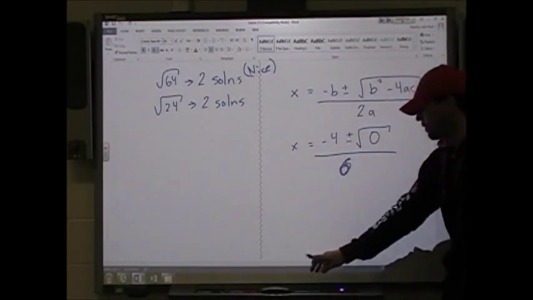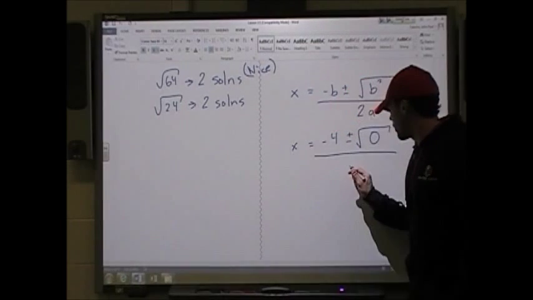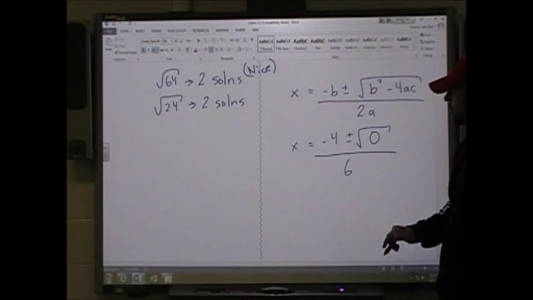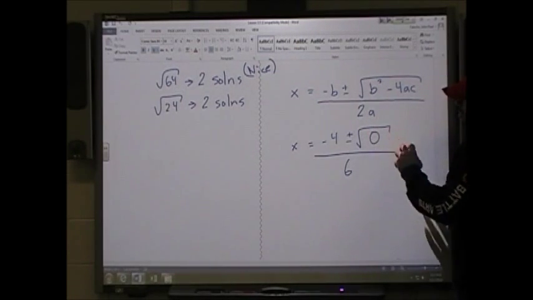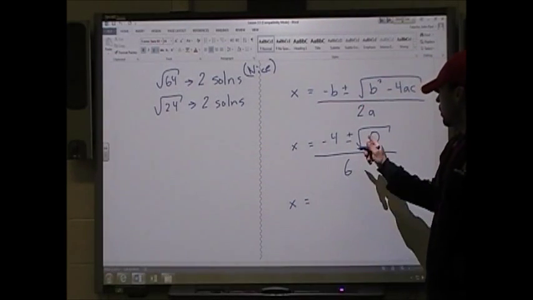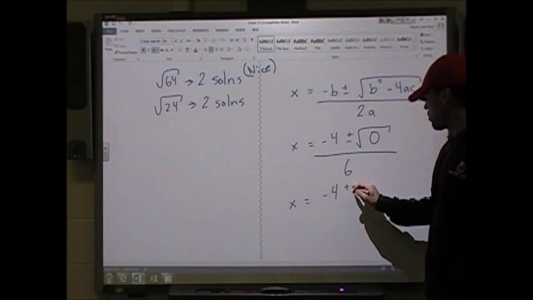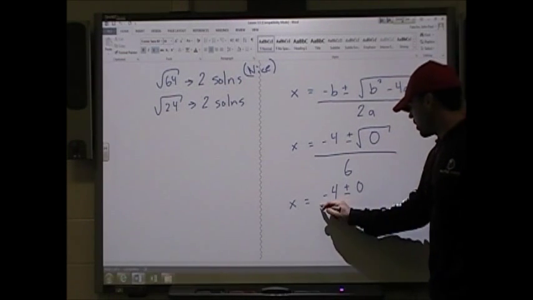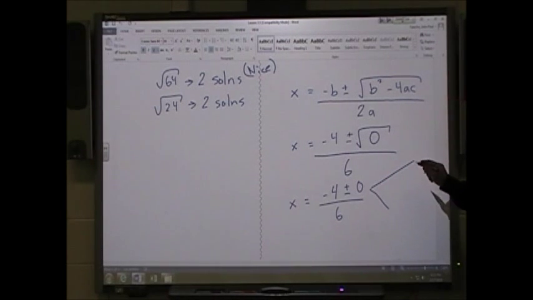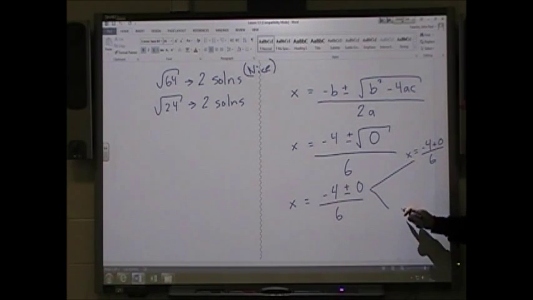Now, what happens if you end up with something that looks like this, where you have a 0 under here? Well, let's see what happens and carry on from here. So this could happen where underneath the square root sign is 0. And when you do this, you actually have to take the square root of 0. But what's the square root of 0? It's just 0 all over 6. Then when you break this up into 2 solutions, you're going to have x equals negative 4 plus 0 over 6, or x equals negative 4 minus 0 all over 6.